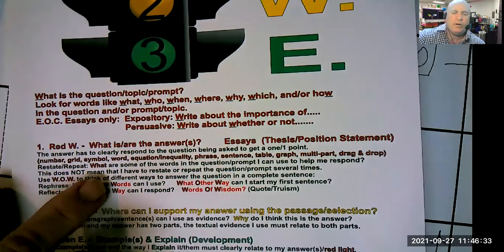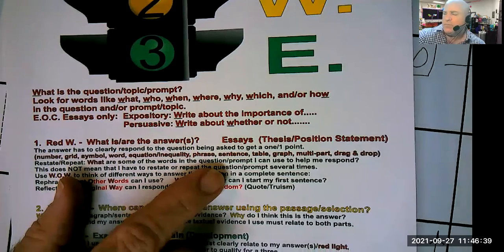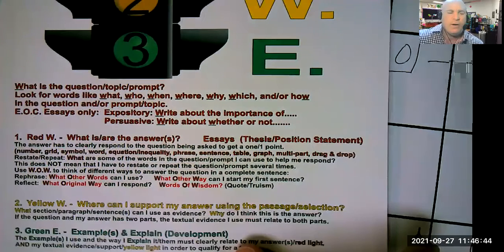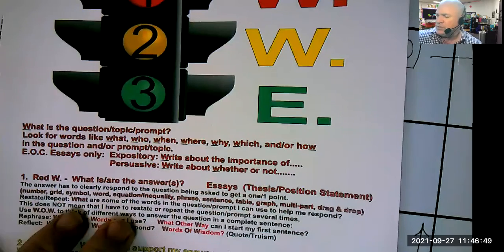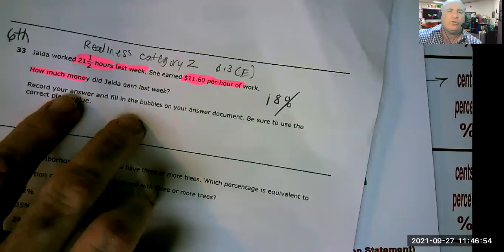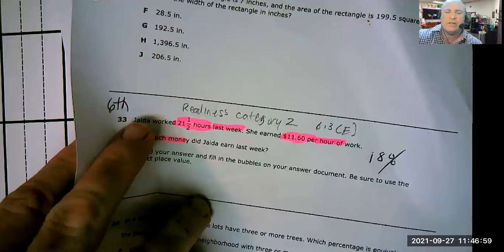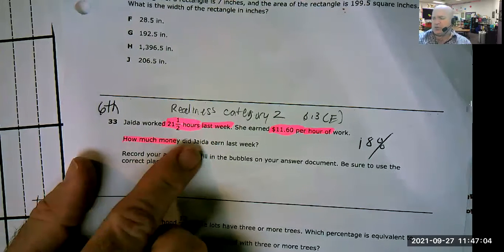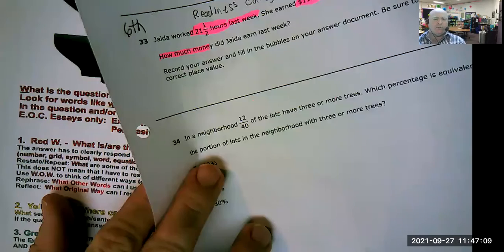What are some of the words in the question or the prompt that I can use to help me respond? So if you want to make your kids answer this question in a complete sentence by restating or repeating, I'll look at the keywords in the question. Jada earned $249 and 40 cents last week. Those are all the exact words from the question. And so my first step there says that, restate.